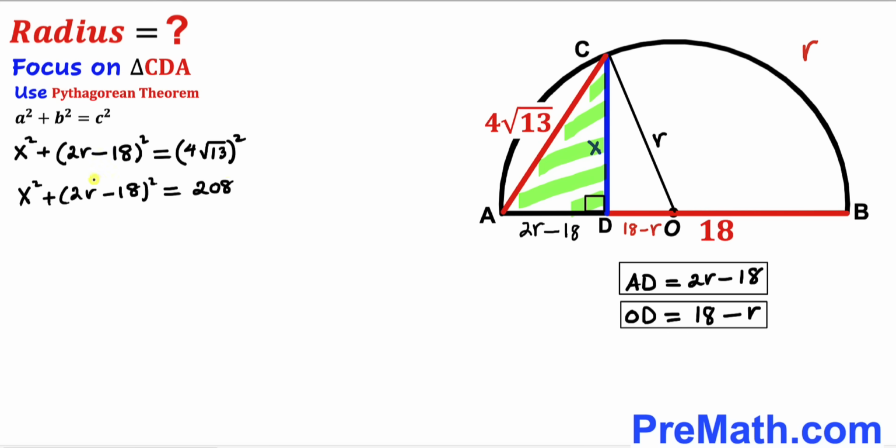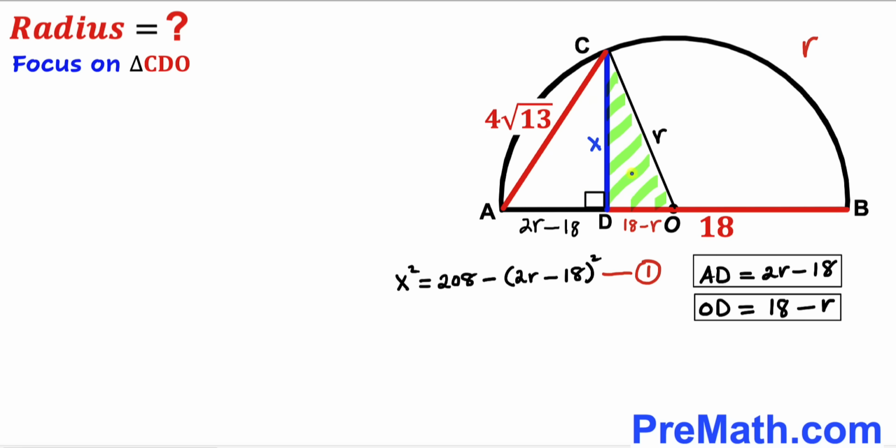208. And now we are going to move this term on the other side. So therefore we can write x square equals to 208 minus 2r minus 18 whole square. And I'm going to label this one as our equation number 1.